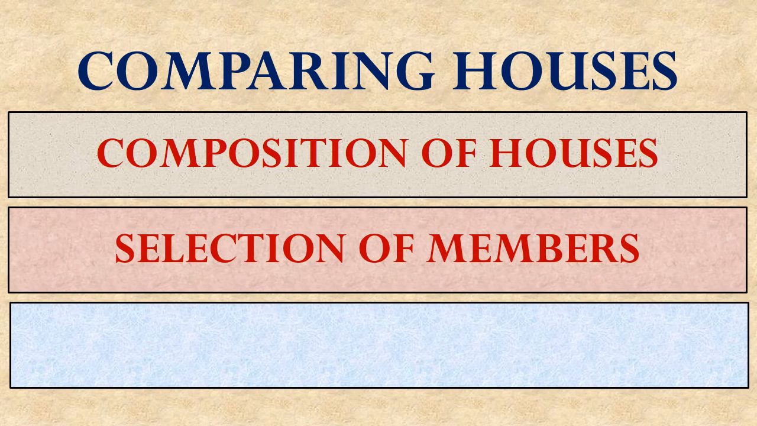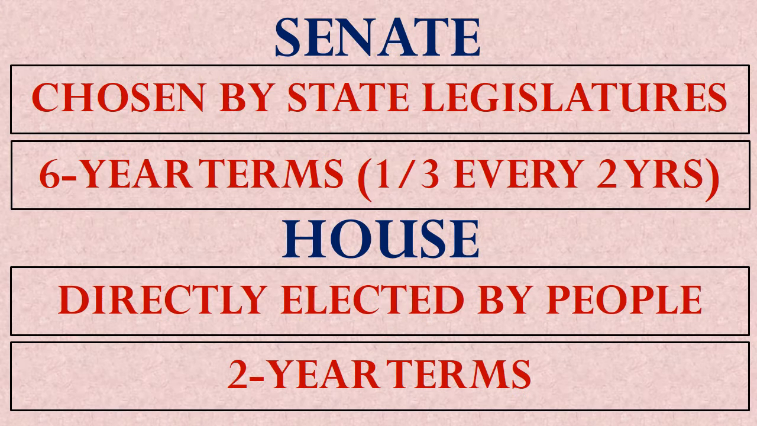The second way in the previous lesson that we compared the two houses was to look at how the members of each are selected. We summarized the differences by pointing out that the Senate is chosen by state legislatures, or at least it was originally, and that it serves for 6-year terms. The House, in contrast, is directly elected by the people and serves for only 2 years.